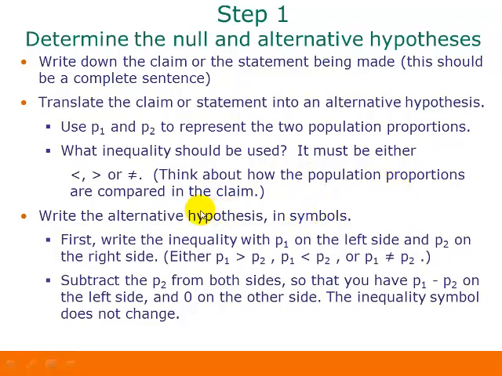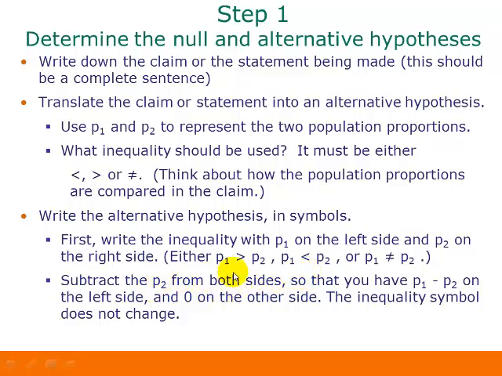And then we're going to write all our alternative hypotheses in symbols. So first write the inequality with p sub 1 on the left side and p sub 2 on the right side. So you're either going to have p sub 1 is greater than p sub 2, p sub 1 is less than p sub 2, or p sub 1 is not equal to p sub 2. And the reason that we start with this is because it's easier just to think of how the two population proportions are comparing in the claim.